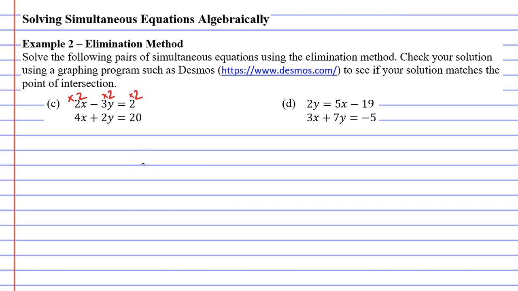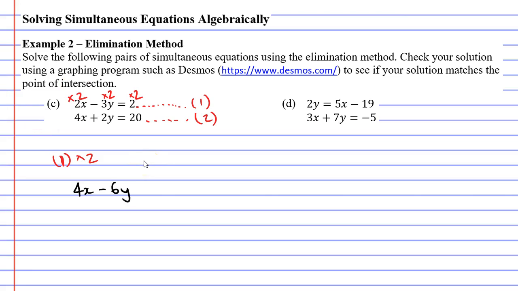And to save confusion, I'm going to label each equation with a number. This is equation 1, and this is equation 2. This way you know what equation I'm talking about. So we just said that we're going to take equation 1 and multiply it by 2. What's that going to give us? What's 2x times 2? Well, that's 4x. And what's 3y times 2? Well, that's going to give us 6y.